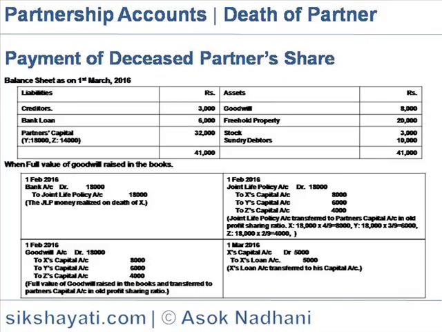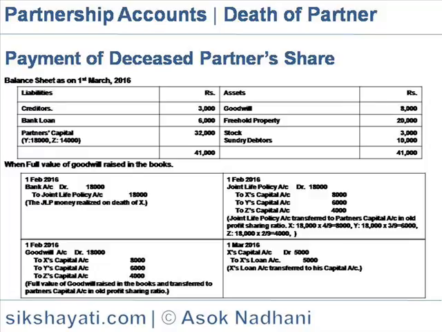Now we can see the balance sheet as on 1st March 2016. On the asset side, goodwill is 8,000, freehold property 20,000, stock 3,000 and sundry debtors 10,000. On the liability side, creditors 3,000, bank loan 6,000 for payment to the executor, and partners' capital accounts Y 18,000 and Z 14,000, so 32,000.